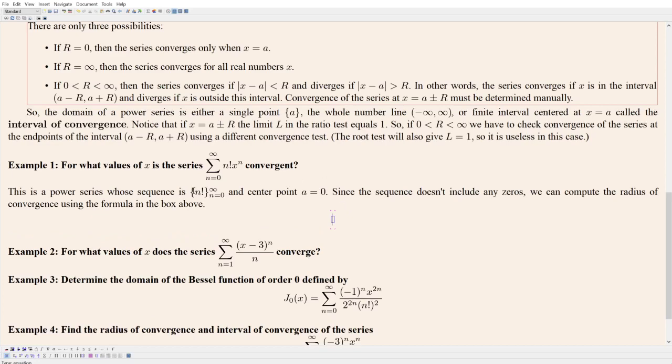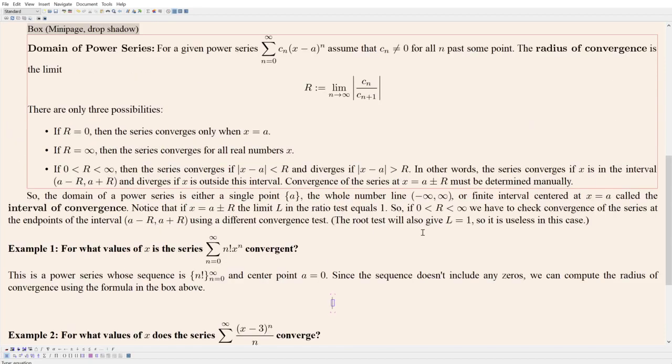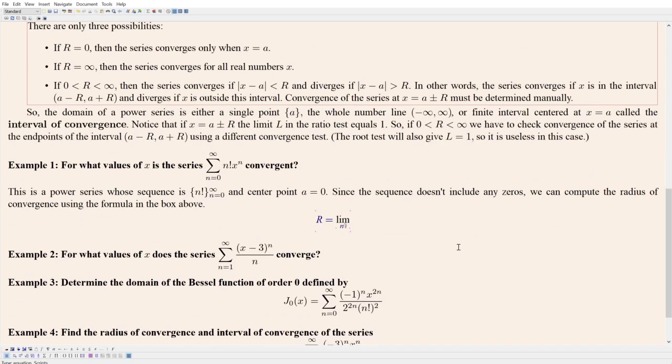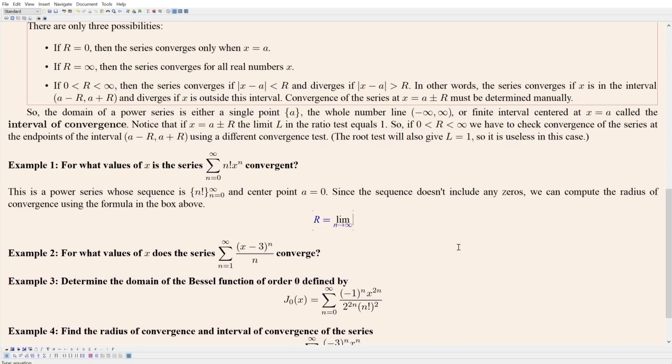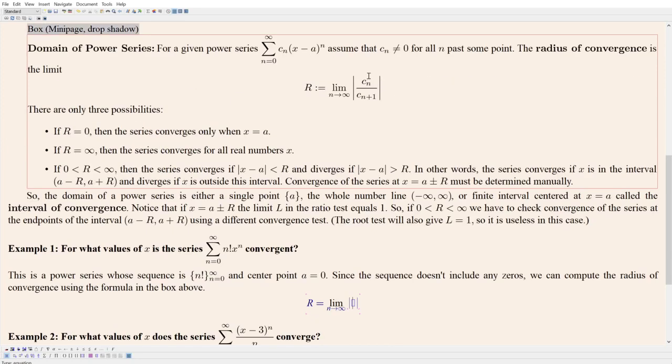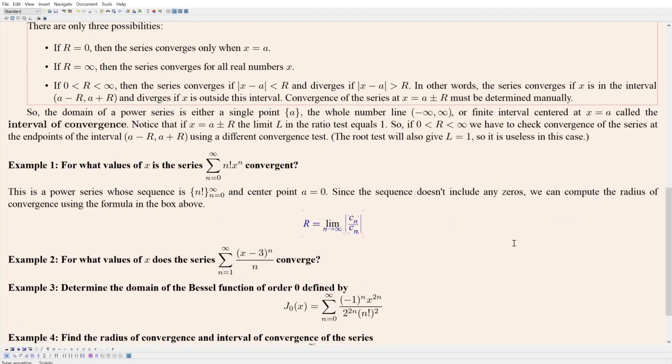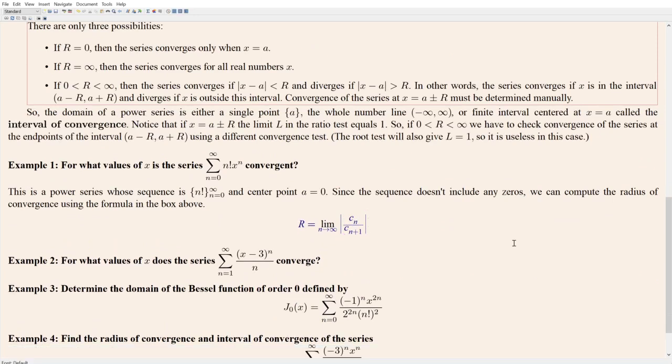So you might be asking, well, what happens if the sequence does include zeros? Well, we'll get to that. In that case, you'll just have to do the ratio test directly. This formula won't work. But anyway, we're not there yet. So let's go ahead and compute the radius of convergence and draw our conclusions from that. So that's Cn over Cn plus 1, and the order is important. The n plus 1 has to be on the bottom. If you get them reversed, then you'll end up with the wrong conclusion.